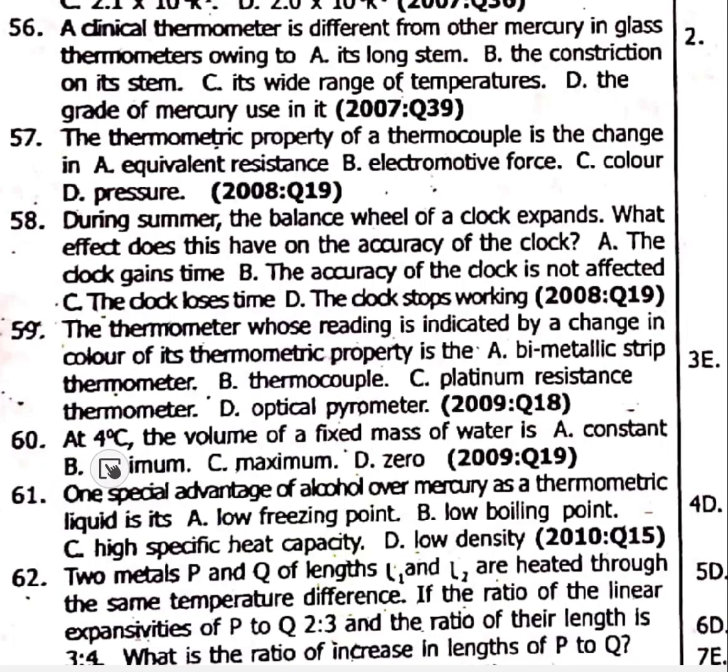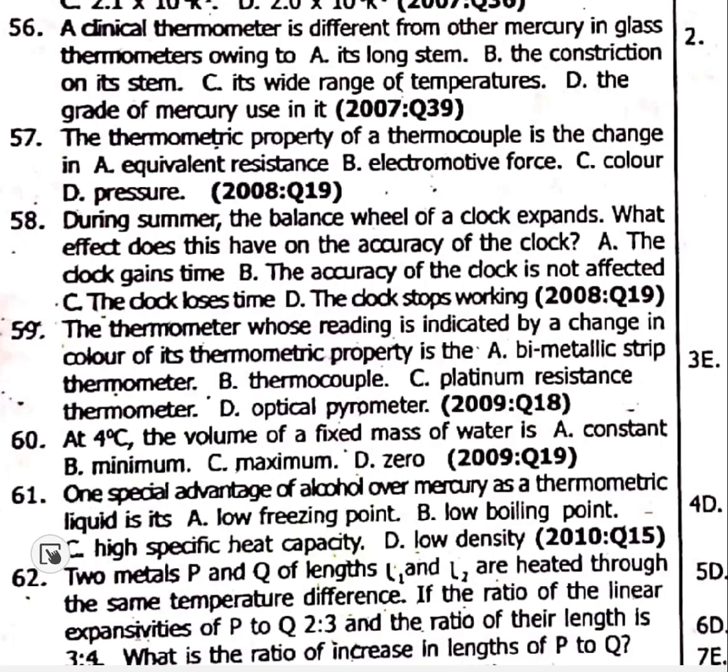60. At 4 degrees, the volume of a fixed mass of water is... see this question. They say minimum, and it's minimum. At 4 degrees, the volume of a fixed mass of water is, go back to that chart I gave you, when it's going from 0 to 4, and when it's going from 4 upward. The volume is minimum, then the density is maximum.